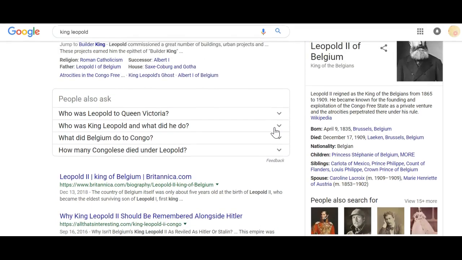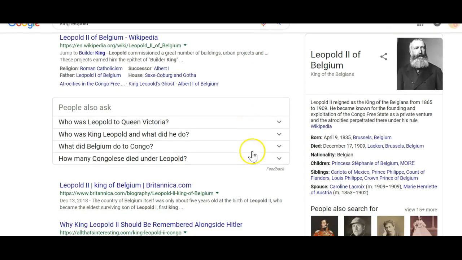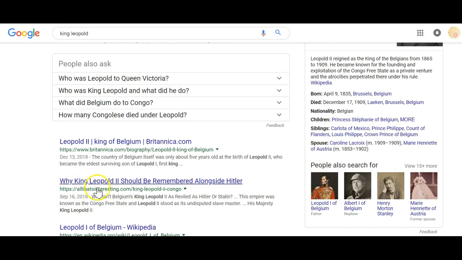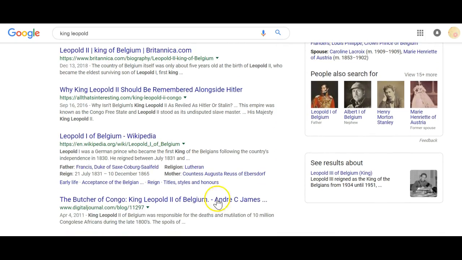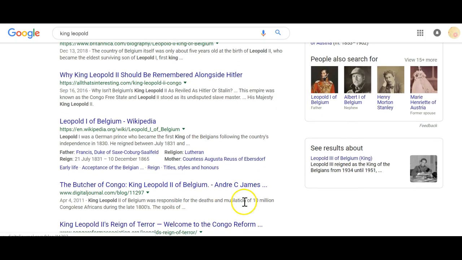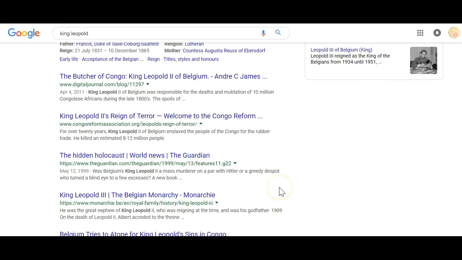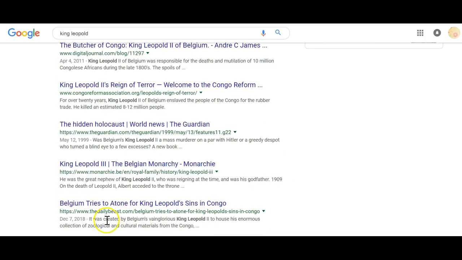Okay, so you kind of get your normal stuff from Wikipedia, from Encyclopedia Britannica. Look at this though. Why King Leopold should be remembered alongside Hitler. The Butcher of Congo, blah blah. He's responsible for the deaths and mutilation of 10 million Congolese in Africa in the late 1800s. King Leopold's Reign of Terror, the Hidden Holocaust. And look at this one from this year. Belgium tries to atone for King Leopold's sins in the Congo.